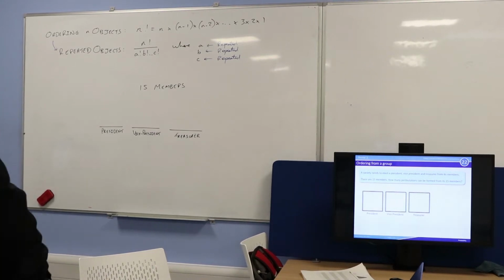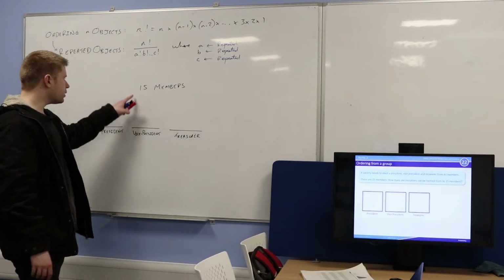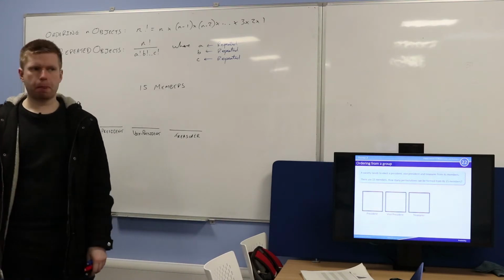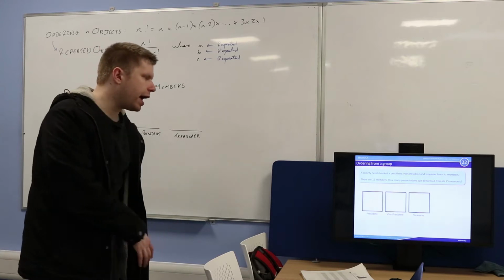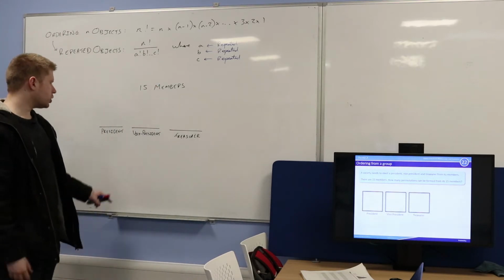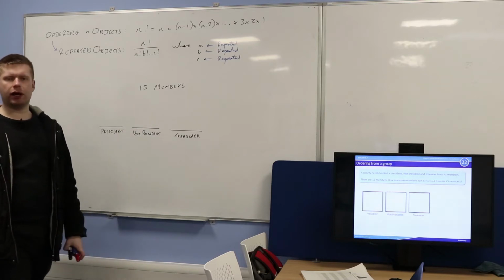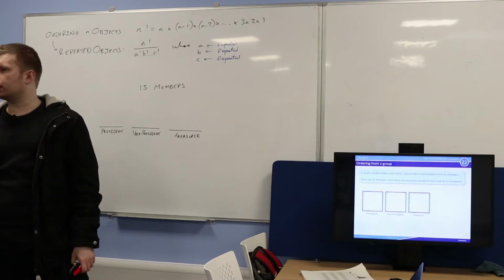Okay, so what do we reckon? There's 15 members, and we've got 3 positions to choose. How are we going to do this? How many different ways are there to order, or how many permutations are there to choose 3 people from a group of 15? How many ways can we order 3 people from a group of 15?